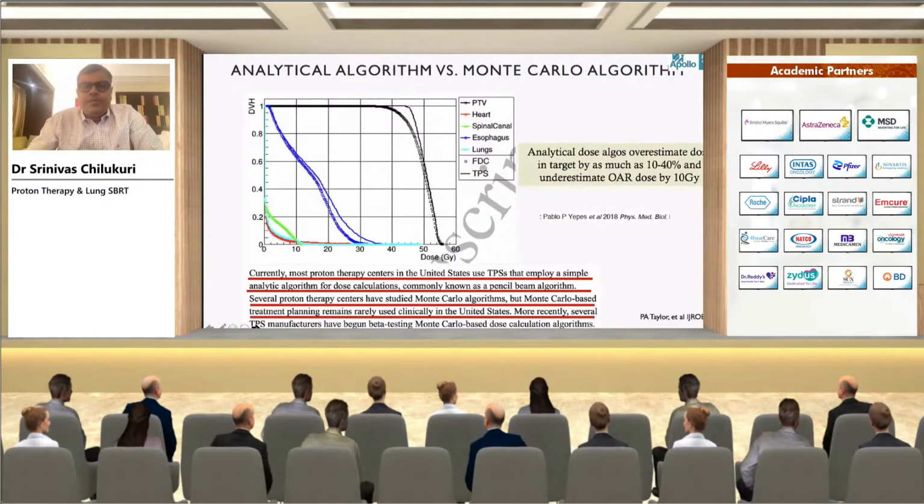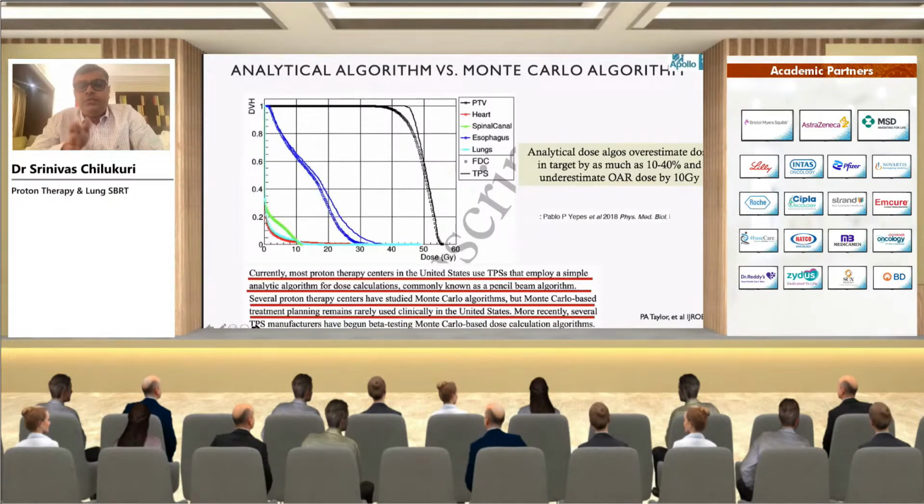Also, analytical algorithms and Monte Carlo algorithms have been compared for protons, and specifically in the context of lung cancers, analytical algorithms tend to overestimate the dose to the target by as much as 10 to 40% and underestimate the doses to 10 gray.